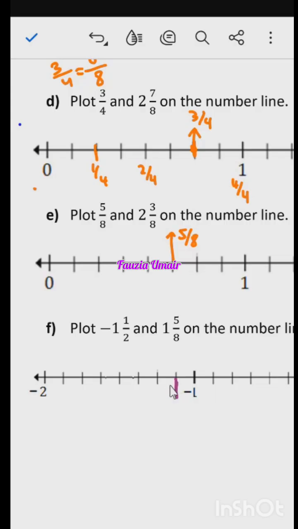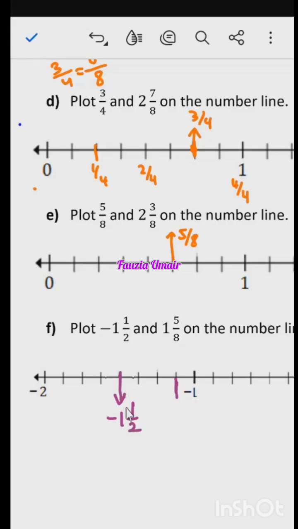Yes, Tathir, beta. The fourth bar from the right. That's right. 1 by 2 is basically half. So half of these two is this point. Okay, so this is the position of minus 1 whole 1 by 2.